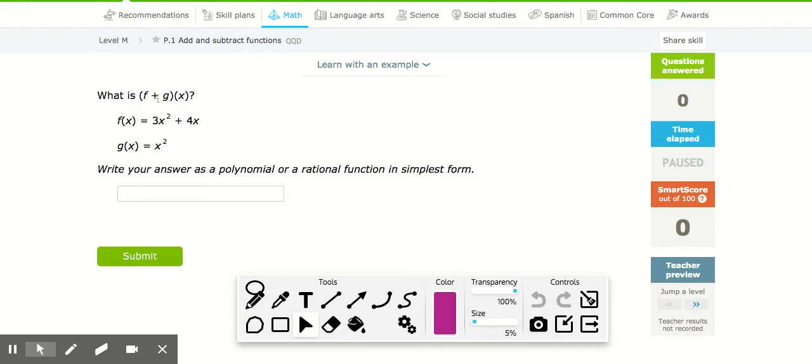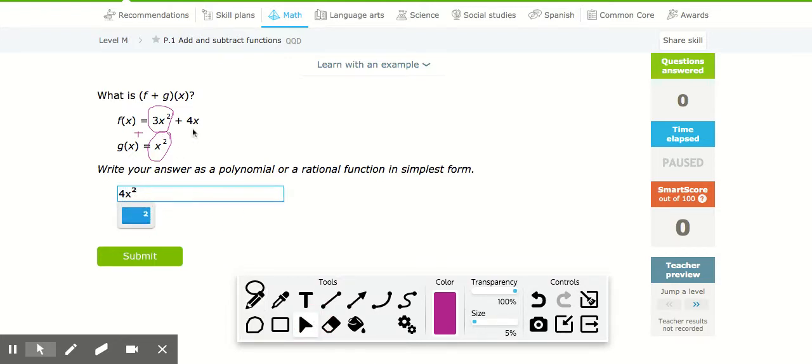When you're adding two functions together, really what you're doing is combining or adding together any of the like terms. So for example, the first function has a 3x squared. The second function has another x squared. So when I add those terms together, I end up with 4x squared.